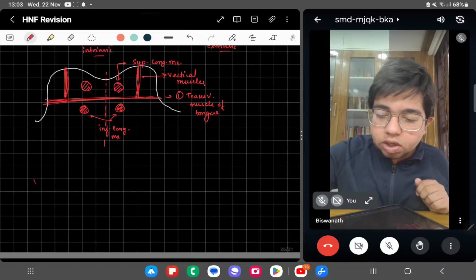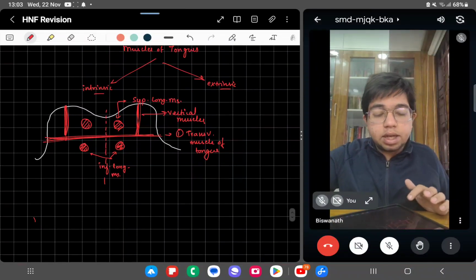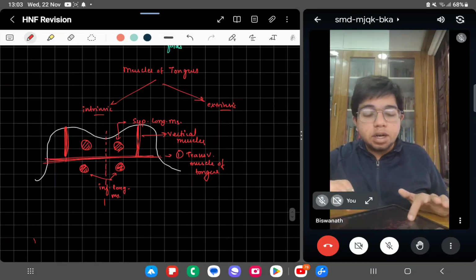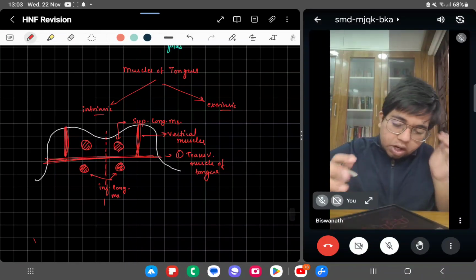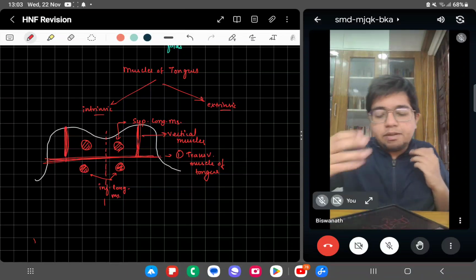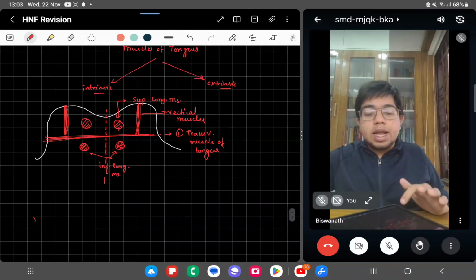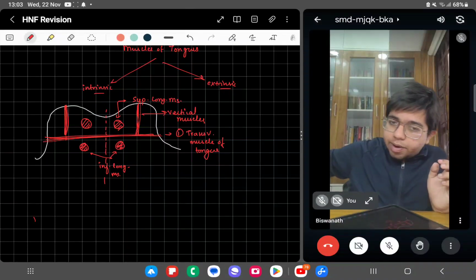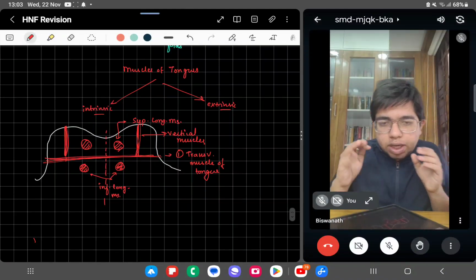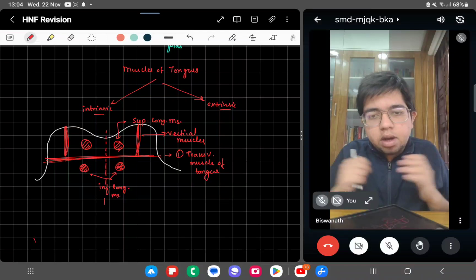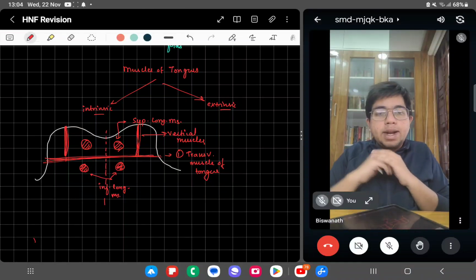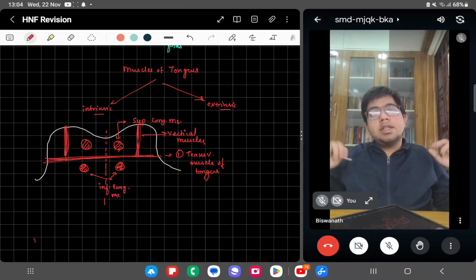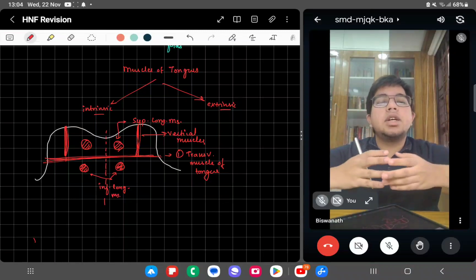So that completes the intrinsic muscles of the tongue: superior longitudinal, transverse, vertical, and inferior longitudinal muscles. Let's discuss the extrinsic muscles. The intrinsic muscles only start and end within the tongue, with no attachment or origin elsewhere.